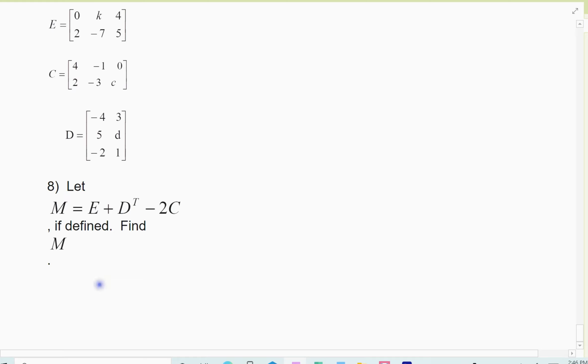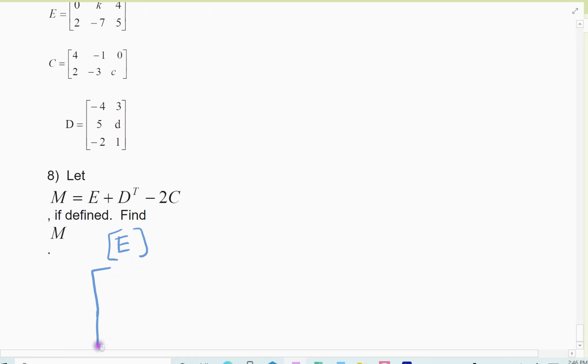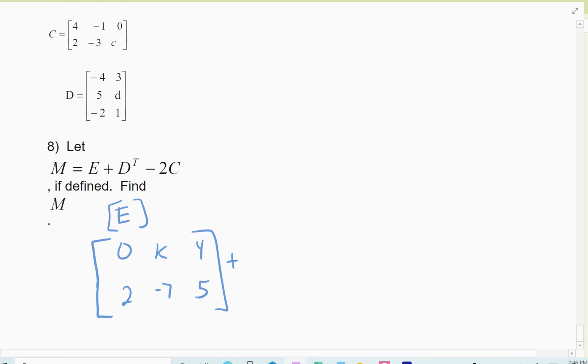And so I'm going to write down my E, it's just E as is. So E, if I rewrite that carefully down here: 0, 2, K, negative 7, 4. The biggest mistake I can make at this point is mistyping something. Right? D transpose, and I have to do D transpose because I can't add D to E if it's not transposed. And so remember, what was row 1 becomes column 1.